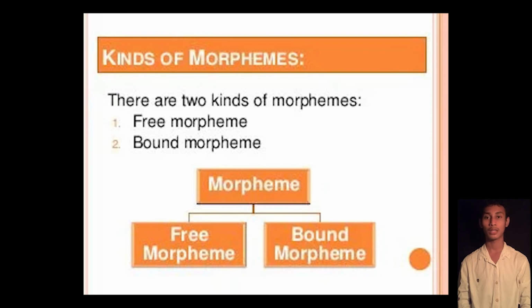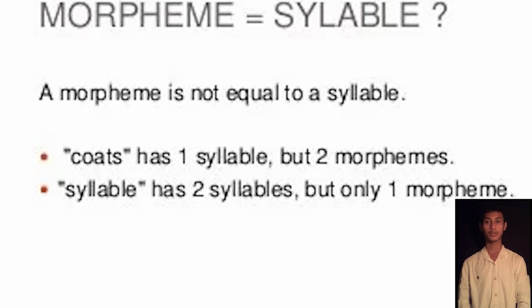A word like cats, with the -s on there, is a polymorphemic word. Morphology structure and syllable structure must be kept strictly apart.